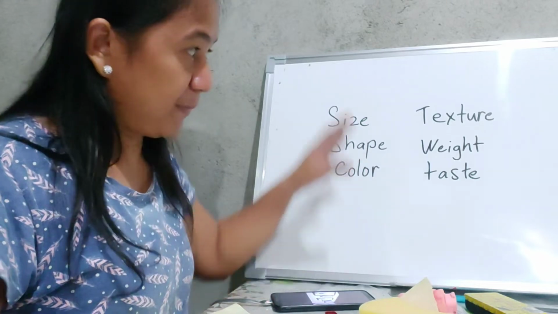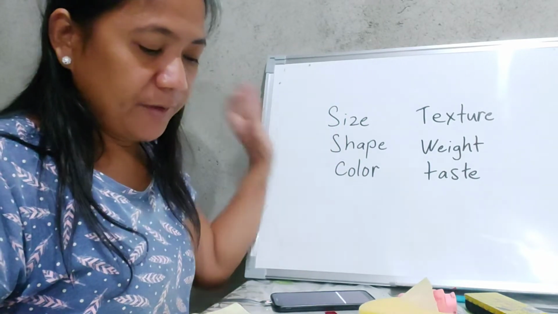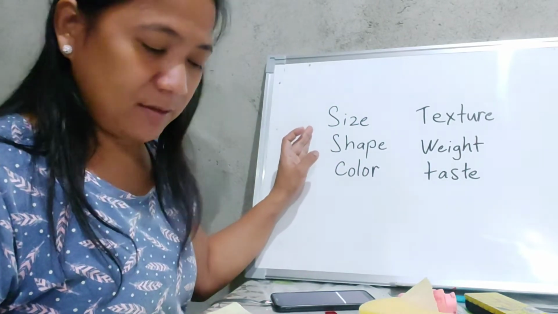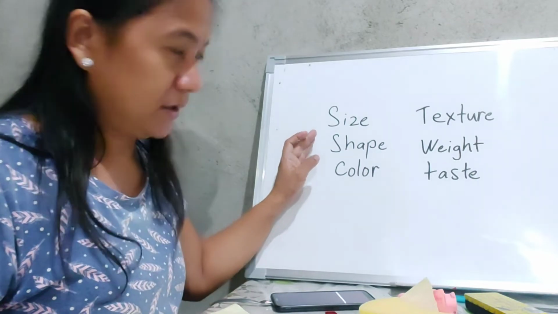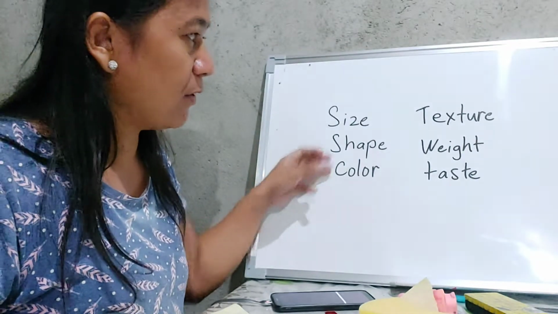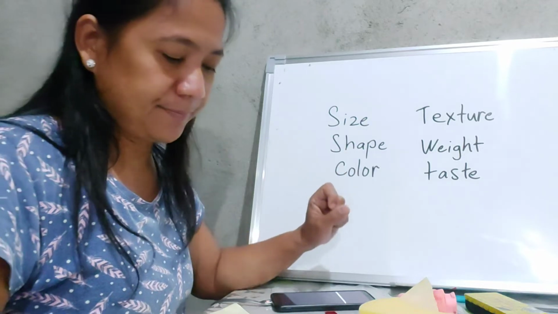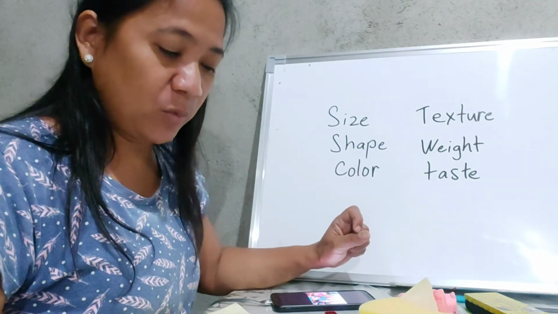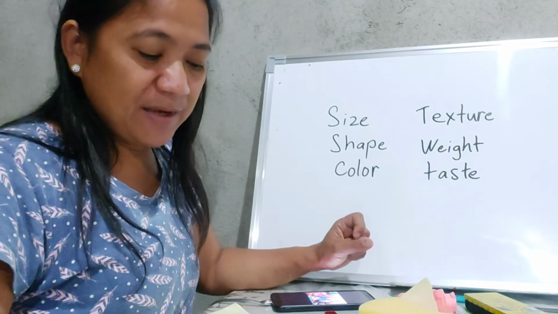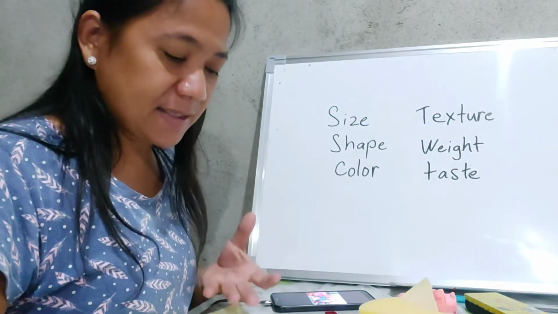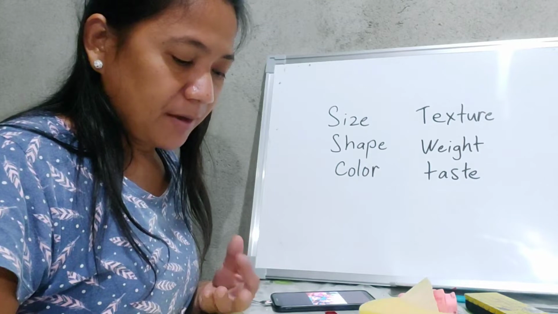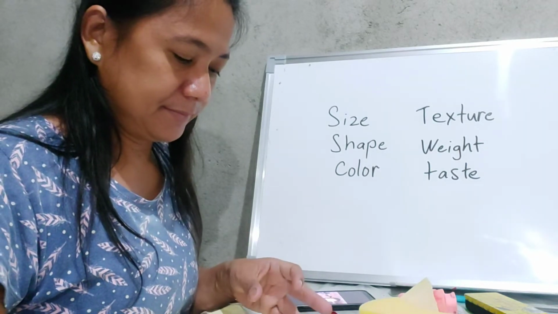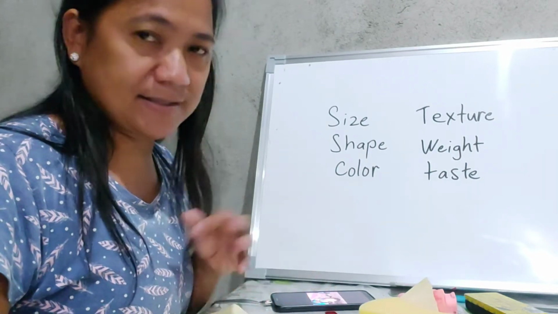Number 2, pipiliin po natin dito ang sagot. Red apples tend to be sweet. Ano po ba yung sweet and sour? According to size, shape, color, texture, weight, or taste. Number 3, apple is less dense, so it will float. Ano yung ibig sabihin ng less dense? Mas magaan. Apple is less dense.